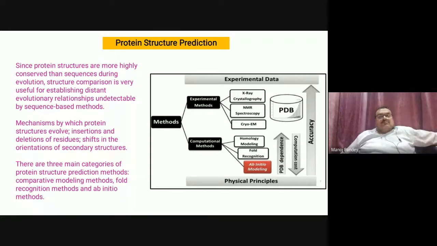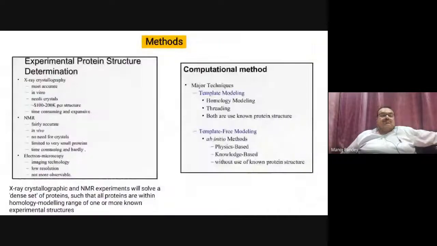There are methods for doing protein structure prediction. It can be an experimental method or a computational method, as shown in the figure. If we talk about experimental methods for protein structure determination, they comprise X-ray crystallography, NMR, and electron microscopy. X-ray crystallography is more accurate, in vitro, needs neat crystals, and is time-consuming and expensive. NMR is fairly accurate, in vivo, needs no crystals, but is limited to very small proteins, and is time-consuming.